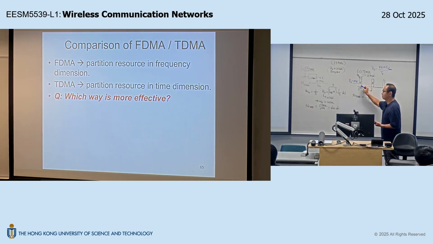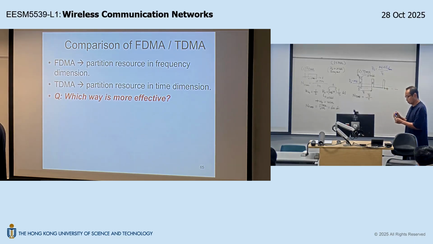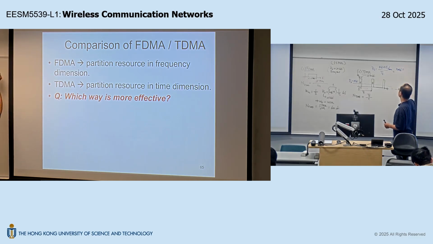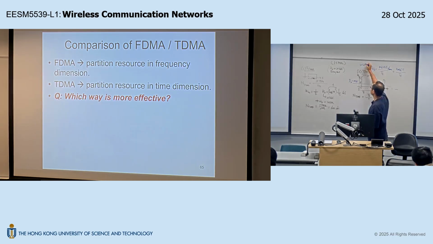This area gives you the total number of bits delivered in one frame. So what is this area? It is 15 megabit per second times tau, and the denominator is the frame duration. And this needs to be what? This needs to be 25 kilobits per second.